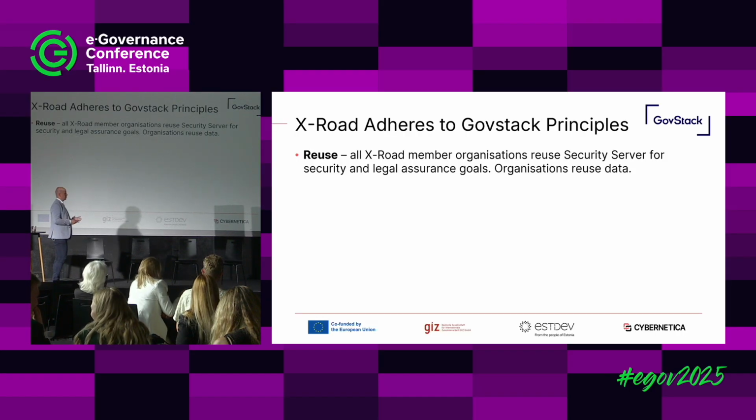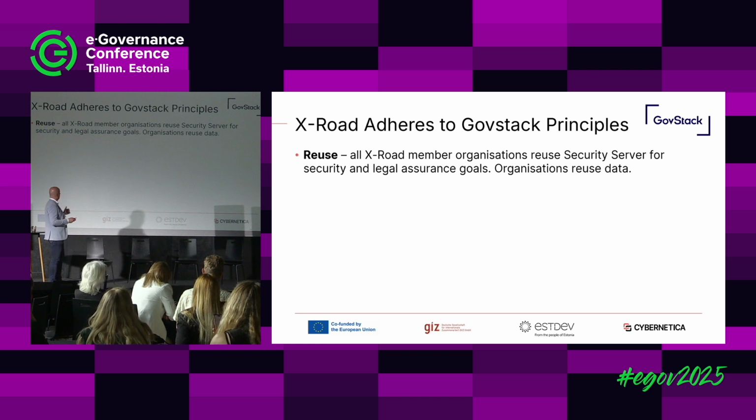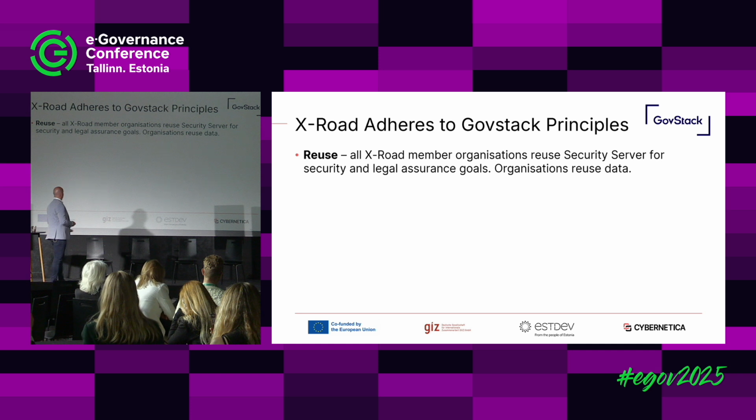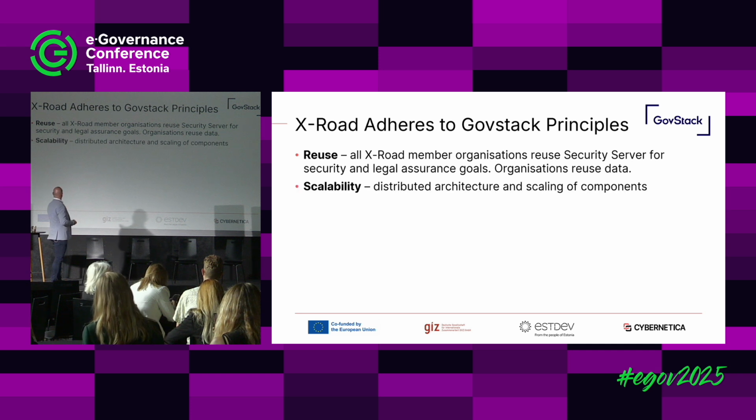What are the principles that we follow from the GovStack playbook? Reuse. So all the organizations in government reuse the same data exchange pattern that provides these benefits of nice security and legal assurance. And of course, it enables reuse of data. It enables all these other principles, that it's scalable. Thanks to distributed architecture, scalability is, I would say, a bit higher than in case of centralized architecture.